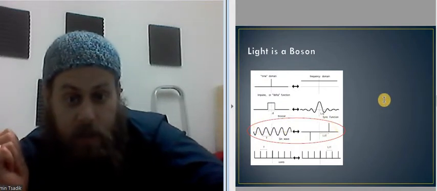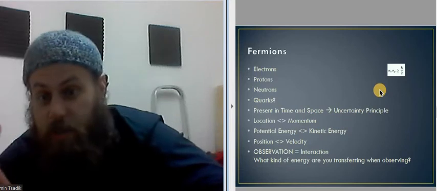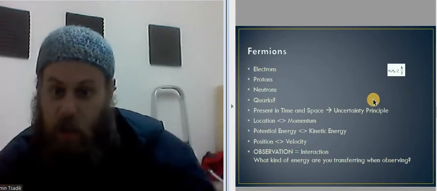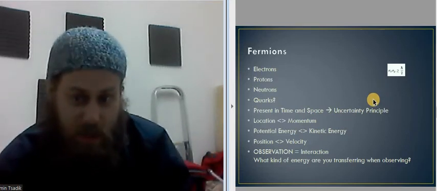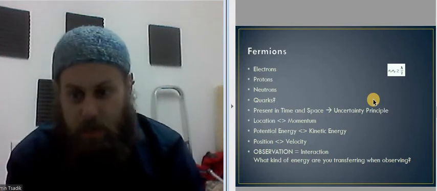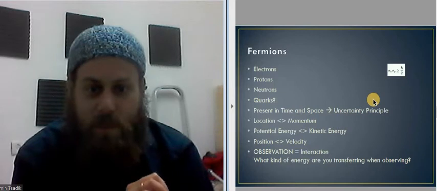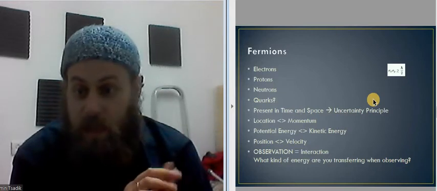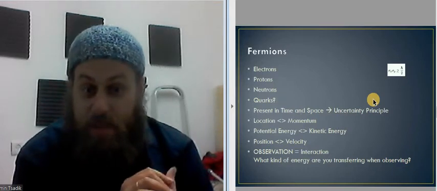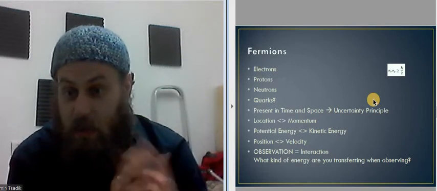Okay, fermions. So fermions are the other type of particle, like electrons, protons, neutrons, and quarks. I put a question mark because we call them fermions anyways. There's the up quark, the down quark. They are present in both space and time. That's why they have the uncertainty principle associated with them, right?